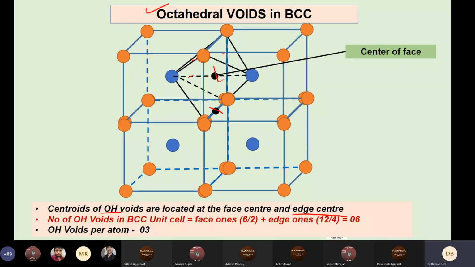Obviously, because they are interfering here, you cannot just see, even if I draw a line, it will not show you where it is. It will interfere here. So you are creating what we refer to as an octahedral void.